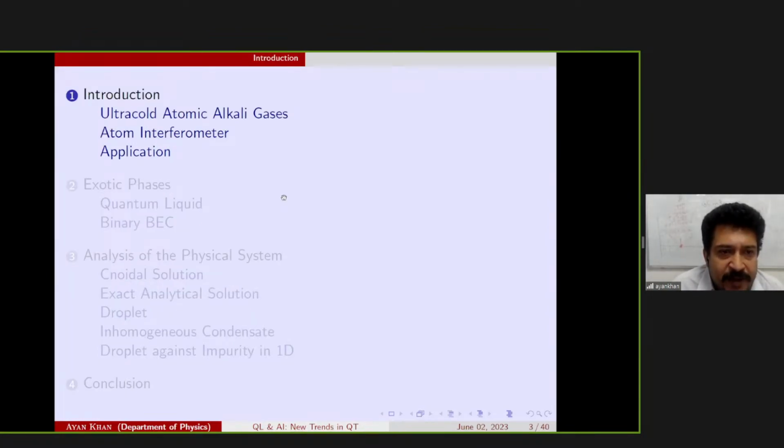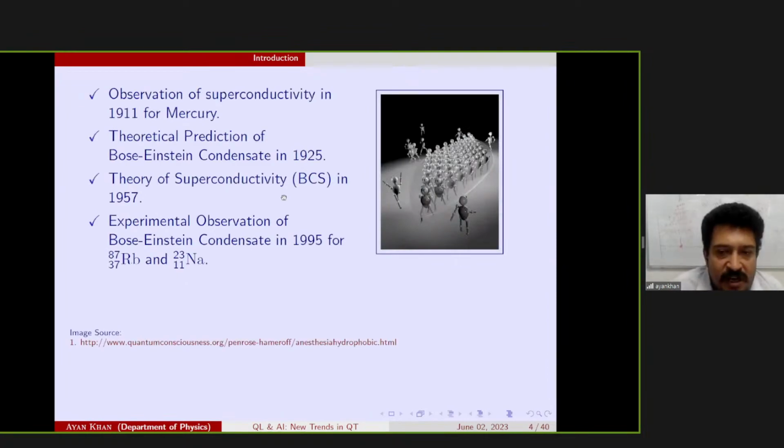At the very beginning, I always like to start any talk with this slide. This cartoon came out in Science in 1995, after the Bose-Einstein condensate was observed for the first time in ultra cold atomic gases. What this emphasizes, and what also motivates me, is that there is always a competition between experimentalists and theorists.